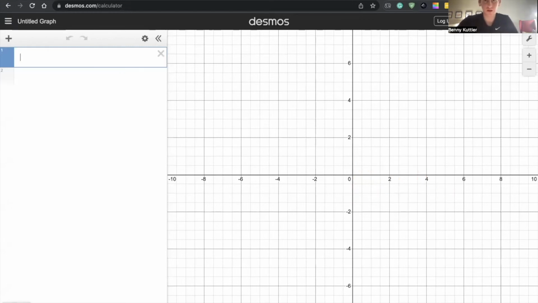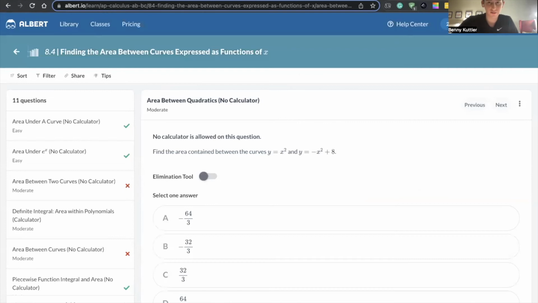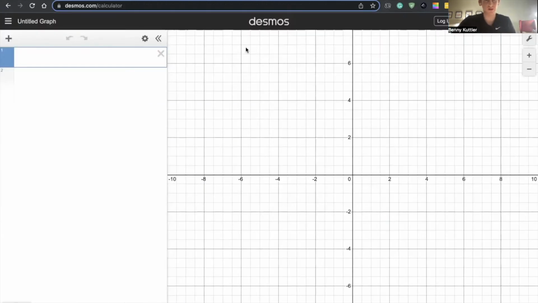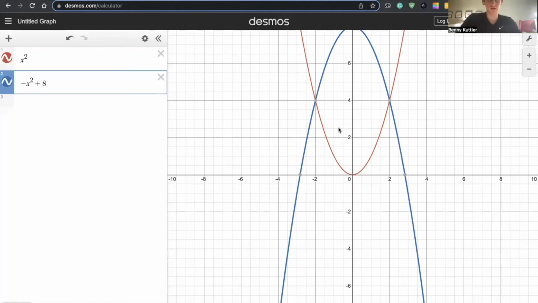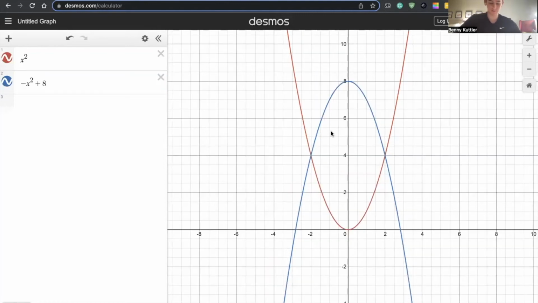I'll erase my little drawing there. We had x squared and negative x squared plus 8. So it's this region right here. So we're finding this area. Now what we need to do is subtract these to find the area in between the curves.